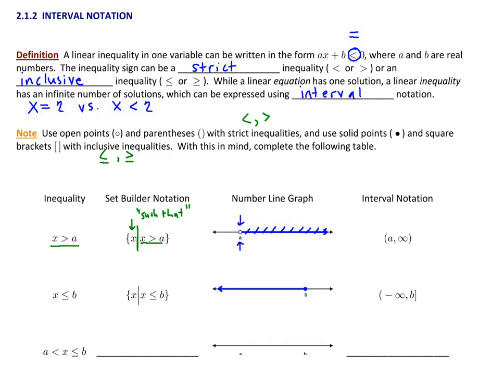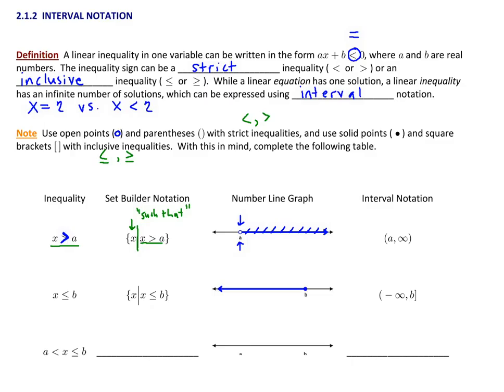Now remember, we said open points correspond to strict inequalities. So because of that strict inequality, we're going to put an open point at the end point of our graph. What that means is that we're including all of the numbers to the right of a, but we are not including a in our solution set.